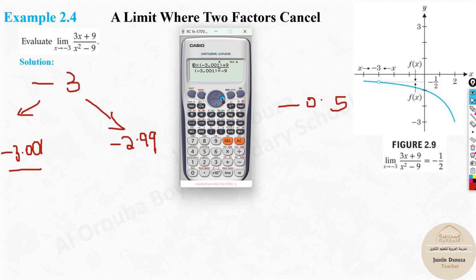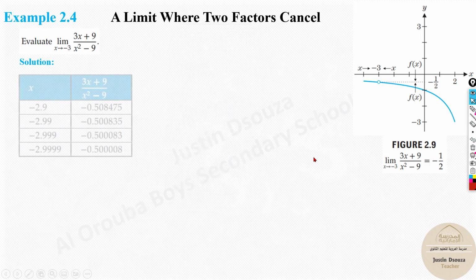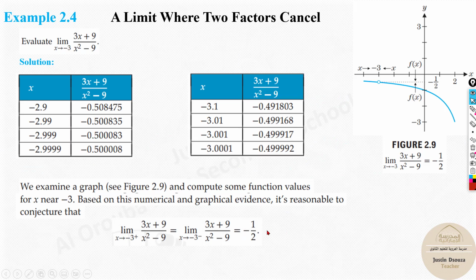Let me now change this value to 2.99. Let me just change it over here quickly, 2.99, and over here as well to negative 2.99. And let's see the answer. It is again negative 0.500. It means it's 0.5 only. Both the values are the same, so both the one-sided limits, negative and positive, correspond to the same answer of negative 0.5. Yes, therefore it exists. So this is the answer.